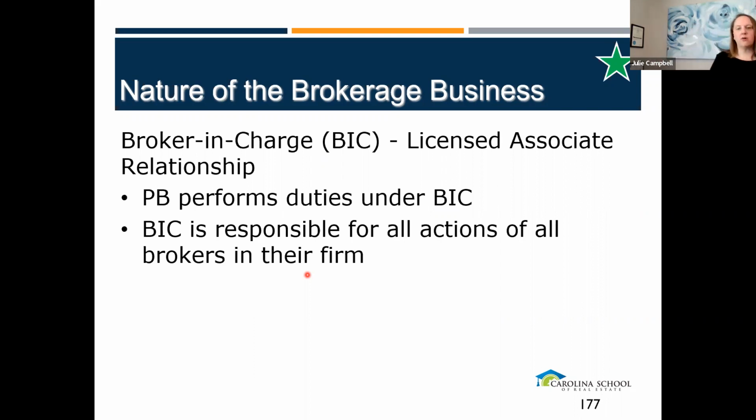The broker in charge is the one that's responsible for the day-to-day operations of the office. And one of the broker in charge's biggest responsibilities is soon to be you guys, my provisional brokers. I call you guys my brokers with training wheels. Once you get your license, you can ride your bike, but you can't do it without your training wheels yet. So as a provisional broker, your broker in charge is fully responsible for you. If the provisional broker gets themselves in trouble with the real estate commission, they will take their BIC down with them.